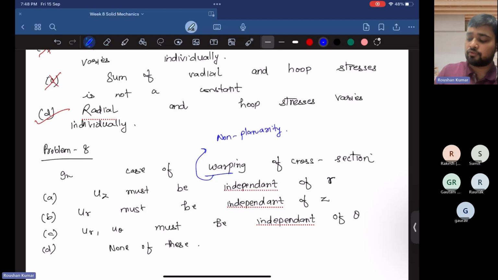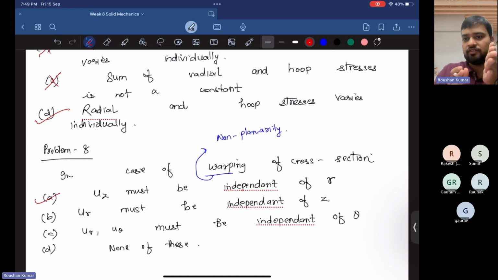So in case of warping of cross section, uz must be independent of r. So yes, it's a correct option, because in the case of warping, uz must be independent of r. That means uz should not be dependent on the radial coordinate, because suppose if uz depends on radial coordinate, then at a fixed radius, at a particular cross section, if we vary the radius, uz also changes. That means there is a different displacement happening at the same cross section.